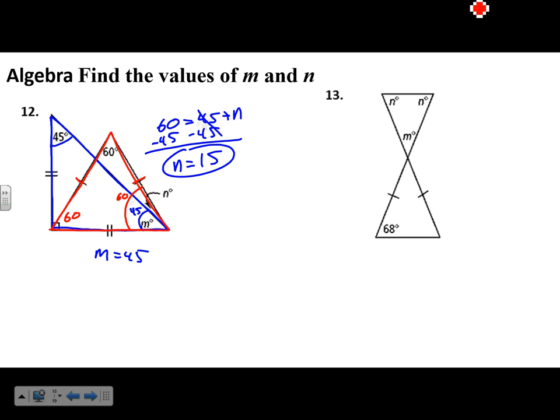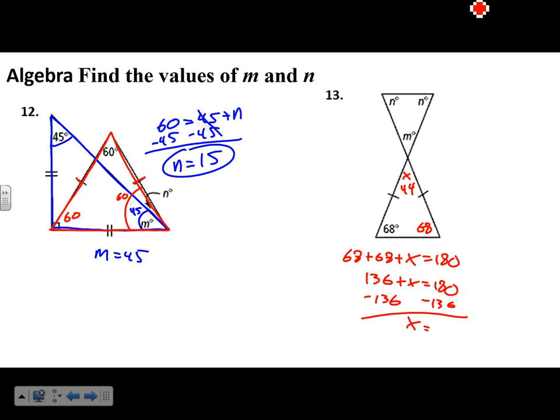We did one like this earlier. If this is 68, this has to be 68. So 68 plus 68 plus x is equal to 180. I'm going to call this x. 136 plus x is equal to 180. Subtract 136 from both sides. We get 44. So that is 44 degrees, which means M is 44.